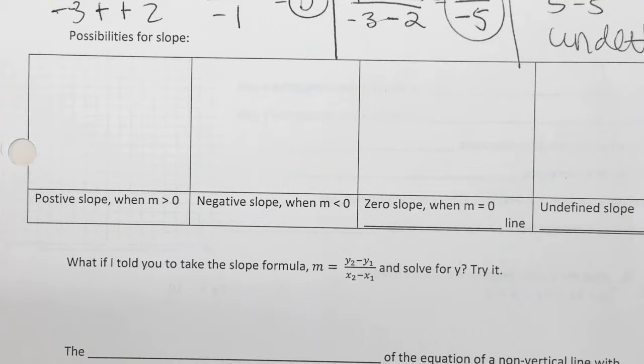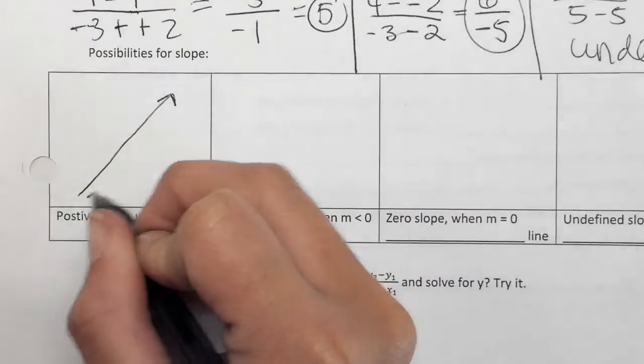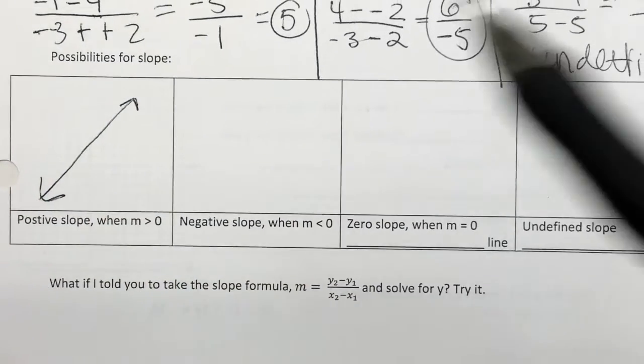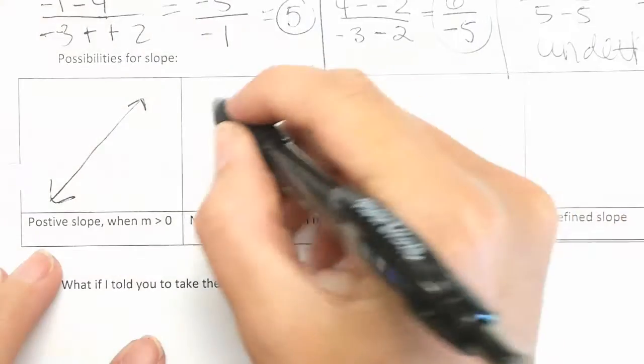So I want y'all to draw a picture of each kind of line in the box. So draw a line that has a positive slope. It could be like this if you'd like. I want you to draw one that has a negative slope, 0 slope, and undefined on your own. Go ahead. Draw. How do you draw the negative slope? Going downhill. So like the opposite of that.